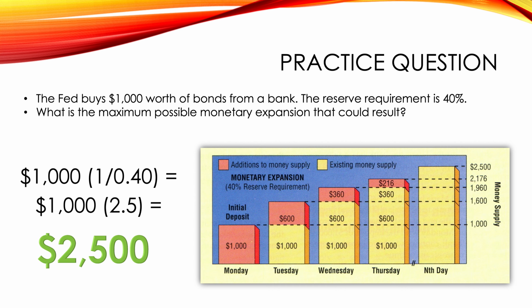So think about it like this. You might notice a mathematical pattern here. When the reserve requirement is 4 times as high as it was before, 40% instead of 10%, the money supply only grows by a quarter as much. It was 10,000, now it's only 2,500. So there's a mathematical relationship here too.